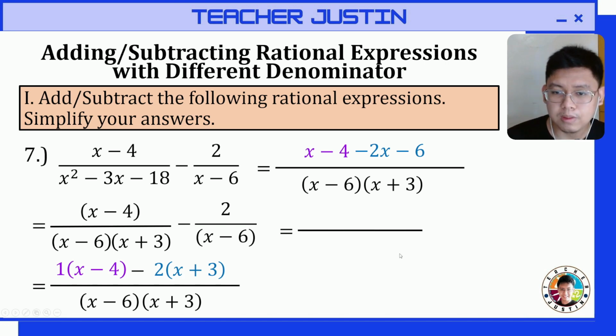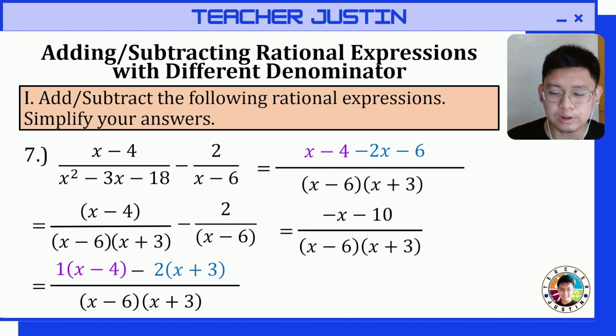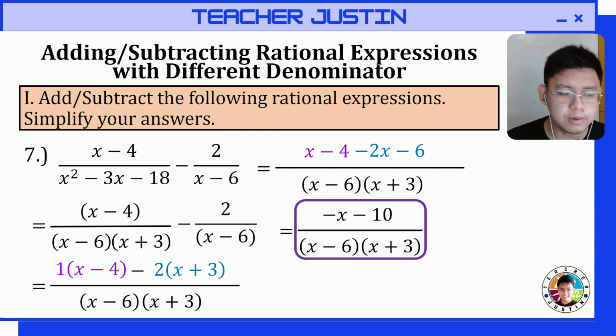Our next step, let's combine like terms. So, we combine x and negative 2x, negative 4, and negative 6. We will end up with negative x minus 10. Then, we still copy the denominator. And since hindi na natin siya masisimplify, then this will be our final answer. So, it will be negative x minus 10 all over the quantity x minus 6 times the quantity x plus 3. And that's it. Ta-da!